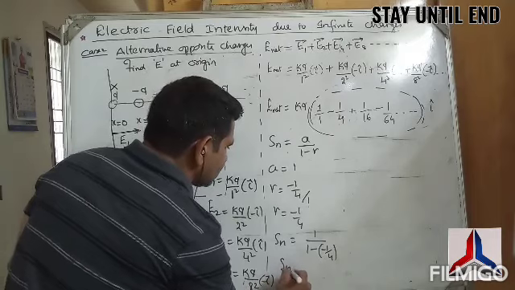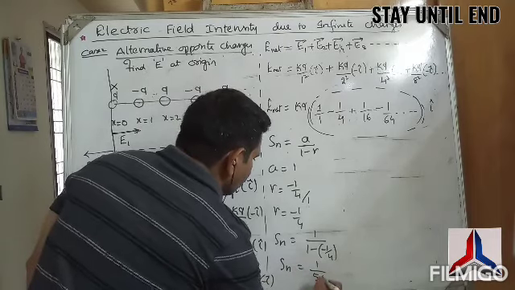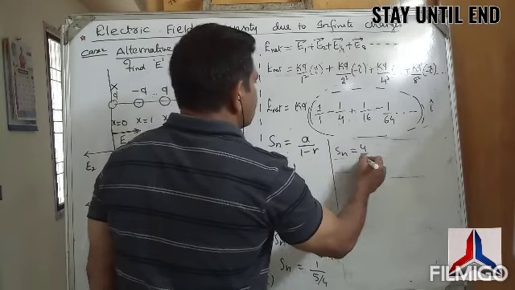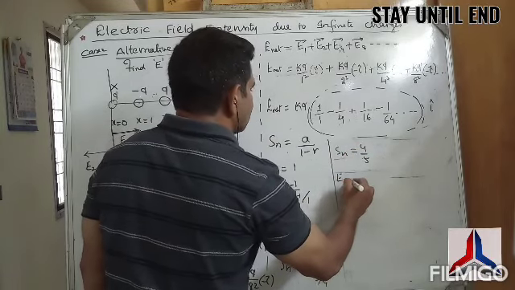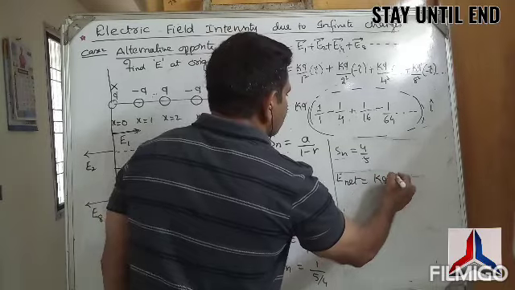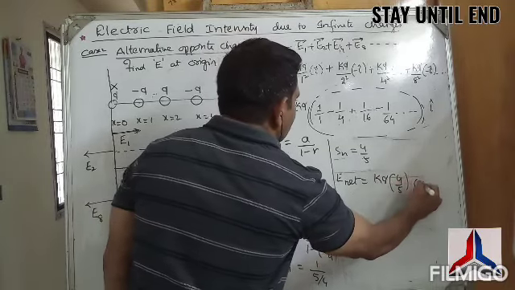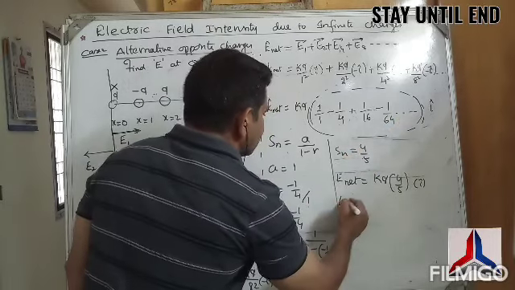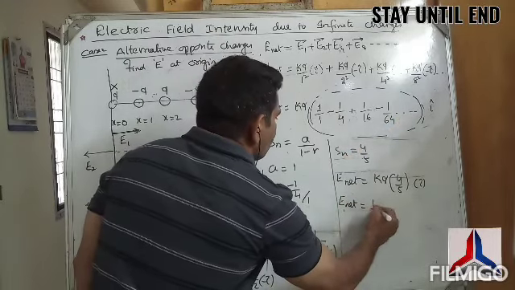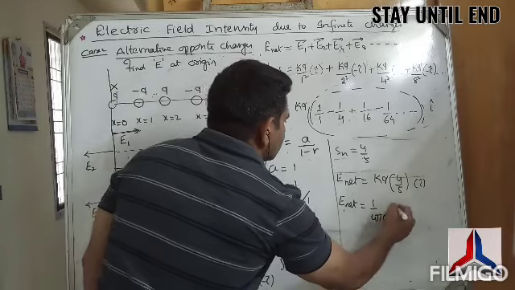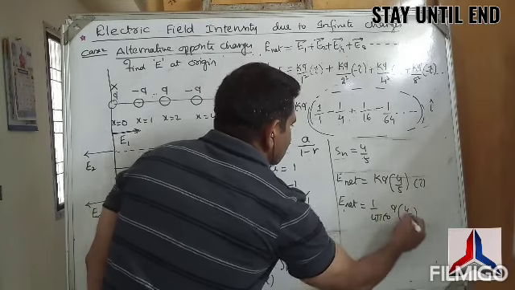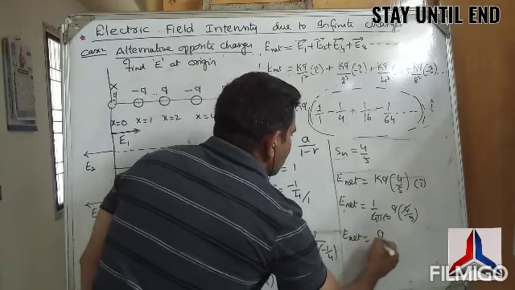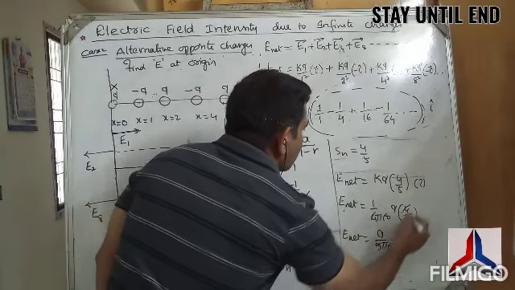This value is Sn equals 1 by 5 by 4. So therefore Sn is equals to 4 by 5. This value you put here. Therefore E net is equals to kq into 4 by 5 î. Understand? Because this is î at the end, you have to keep in mind. E net is equals to 1 by 4 pi epsilon naught, 2q into 4 by 5. Understand? 4 cancel. E net is equals to q by 5 pi epsilon naught.